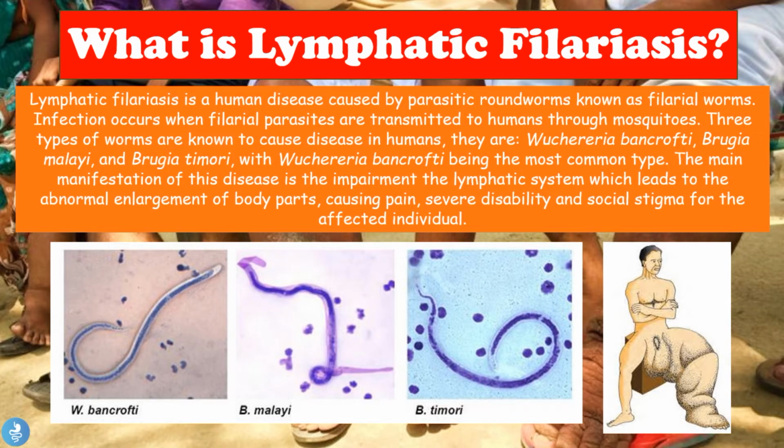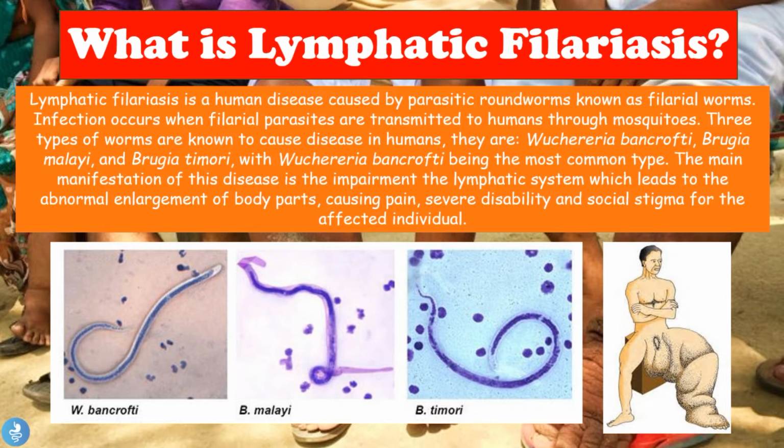Lymphatic filariasis is a human disease caused by parasitic roundworms known as filarial worms. The infection occurs when the filarial parasites are transmitted to humans through mosquito bites. There are three types of worms that are known to cause disease in humans. They are Wuchereria bancrofti, Brugia malayi, and Brugia timori, with Wuchereria bancrofti being the most common type. The main manifestation of the disease is the impairment of the lymphatic system, which leads to the abnormal enlargement of body parts, which cause pain, severe disability, and social stigma for the affected individual.